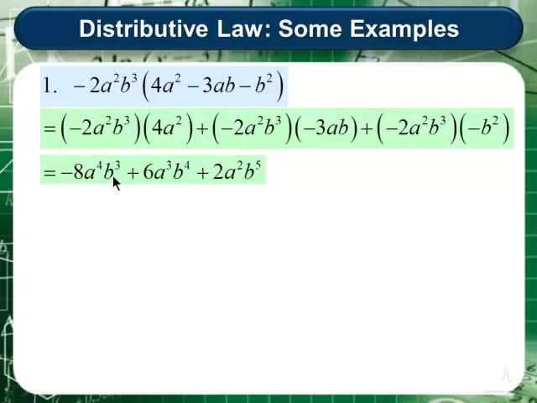And in the second product, to determine the second term of this expansion, we have minus times minus is a plus, 2 times 3 is 6, a to the power 2 multiplied by a to the power 1 is a to the power 3, and b to the power 3 times b to the power 1 is b to the power 4. And you should all be able to see that if you multiply these monomials together, we get plus 2a squared b to the power 5.